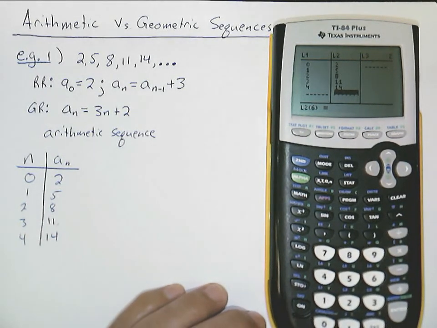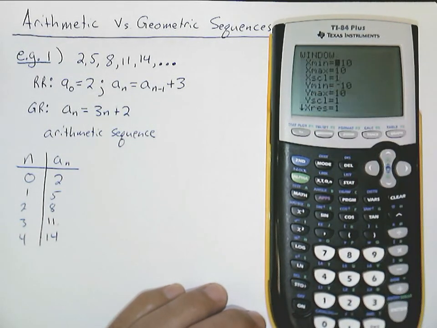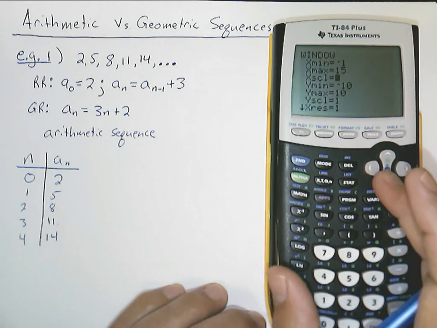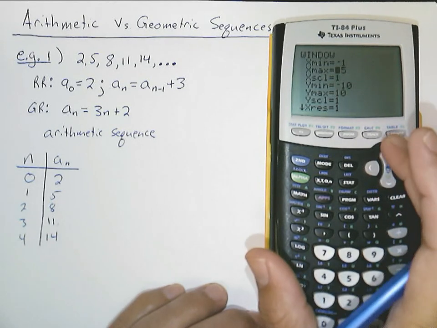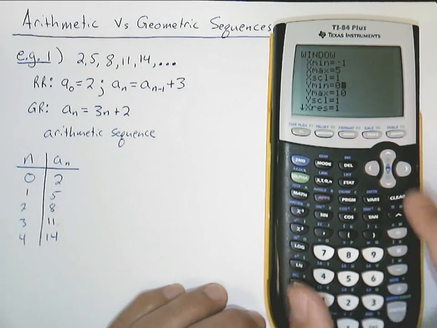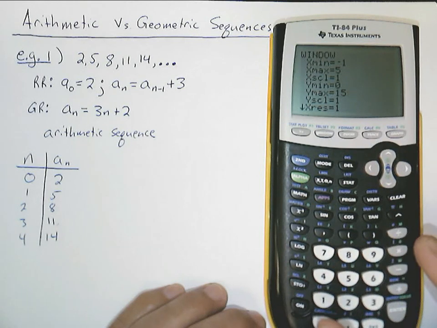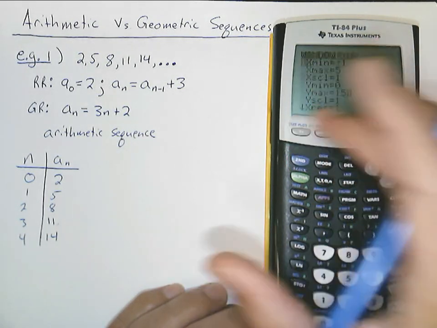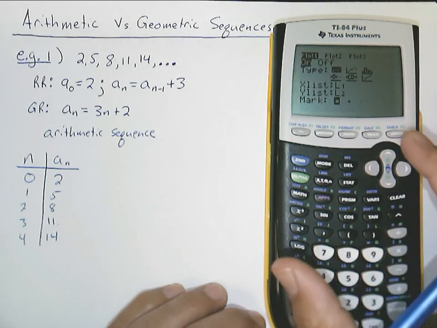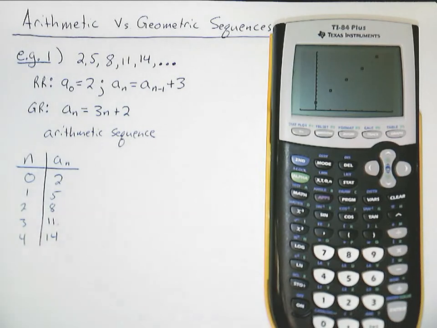Just so we make sure we get to see all of it, I'm going to change up my window a little bit. Let me go up to at least 15. Oops, that's on x's, I need to go from 0 to 5. Let's go from 0 up to 15 here. And we want to turn this guy on. And so when we graph this, oh, wouldn't you know it, there we go. Here are the actual data points that we have in our table.